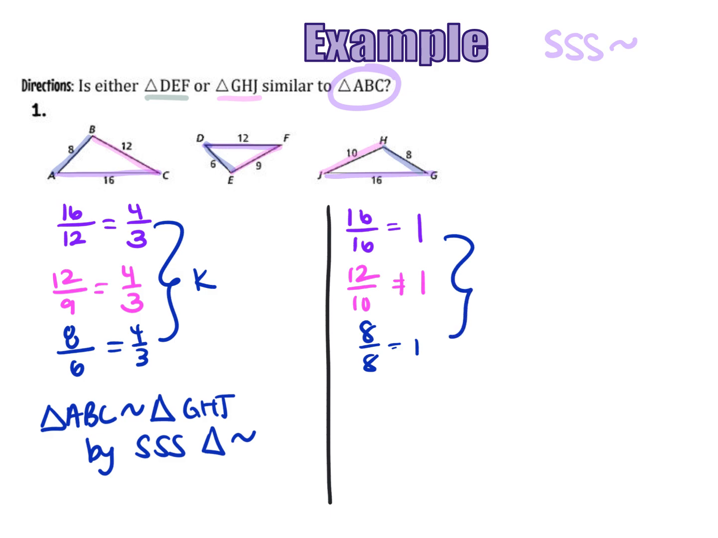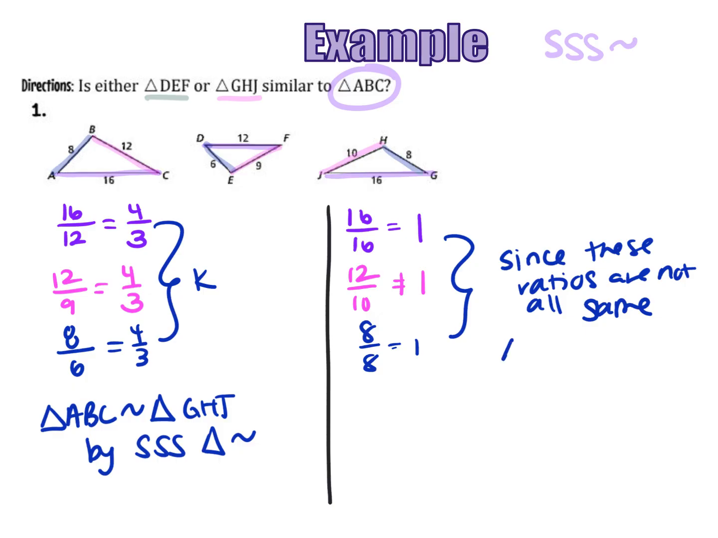But since these ratios are not all the same, we cannot conclude that these 2 triangles are similar. In fact, these 2 triangles are not similar. I'm going to just say triangles not similar. And there we have it.